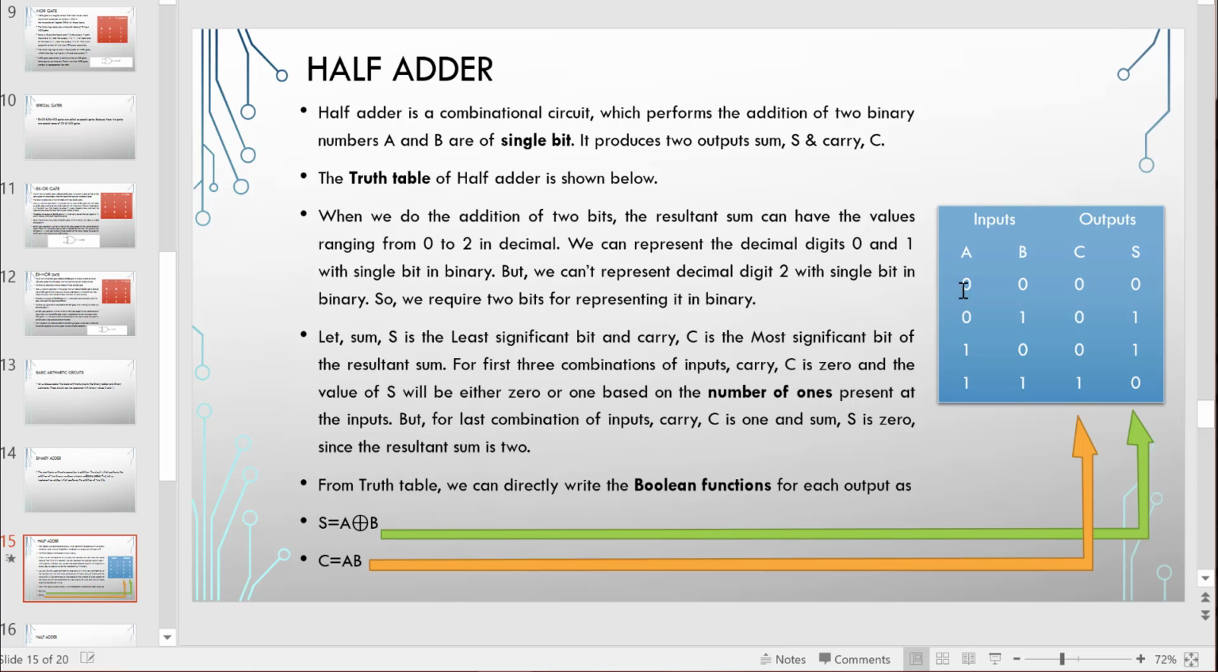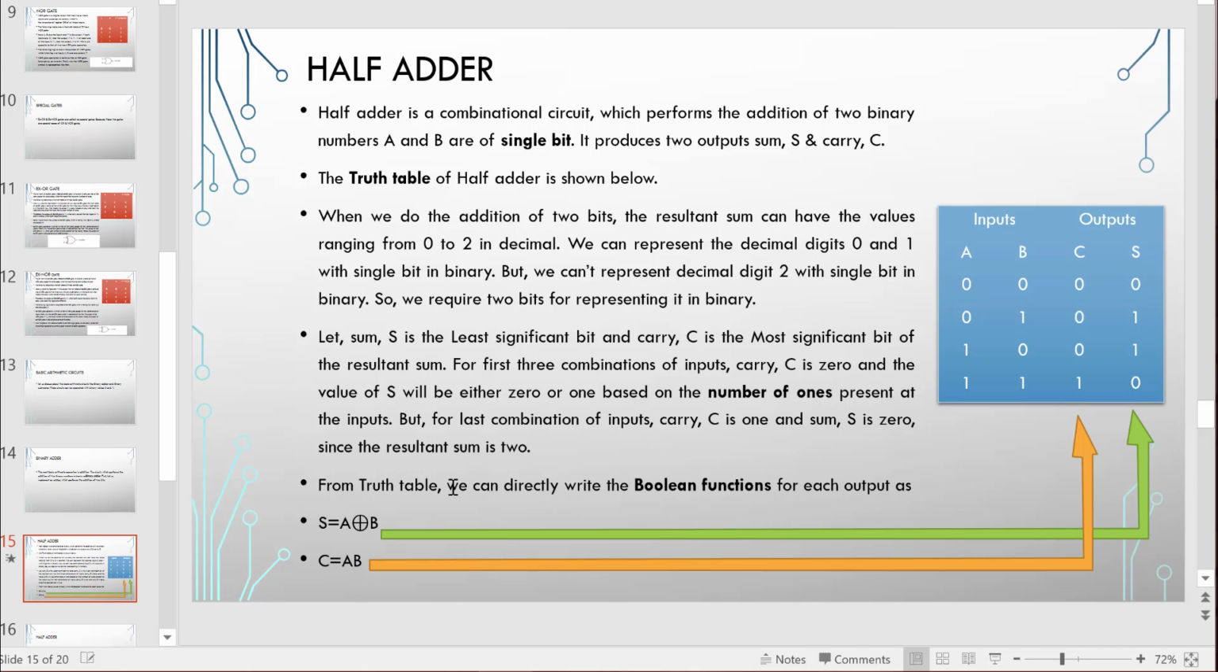So now add 0 plus 0. As we have seen in binary addition, 0 plus 0 is 0, so there is no carry. 0 plus 1 is 1, so there is no carry. 1 plus 0 is equal to 1 and there is no carry, and 1 plus 1 is equal to 2, which will be represented by 1 0, or we can say that 1 plus 1 gives carry 1 and 0 will be the sum, right?